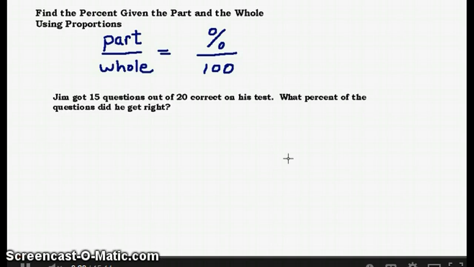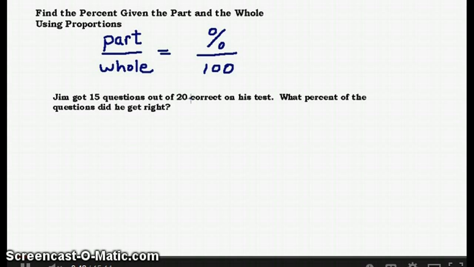Alright, so this video will be about finding the percent given the part and the whole using a proportion. This is the same equation that we saw in the previous video by Miss Vivian. A fraction is equivalent to another fraction. So let's look at the example we're doing here.